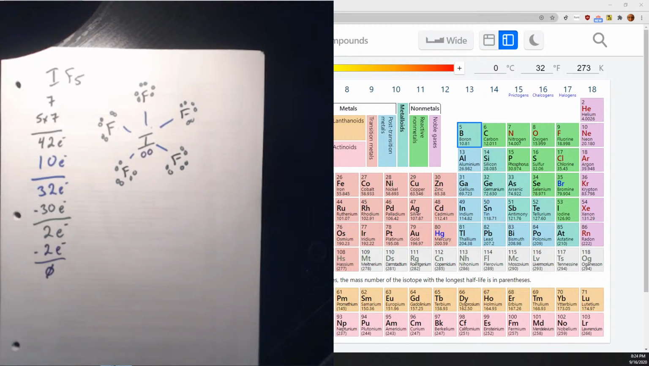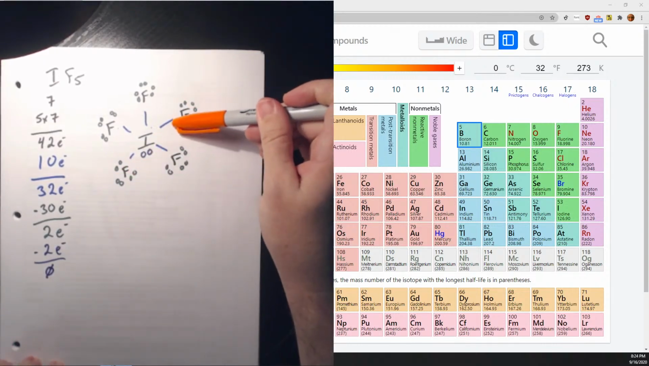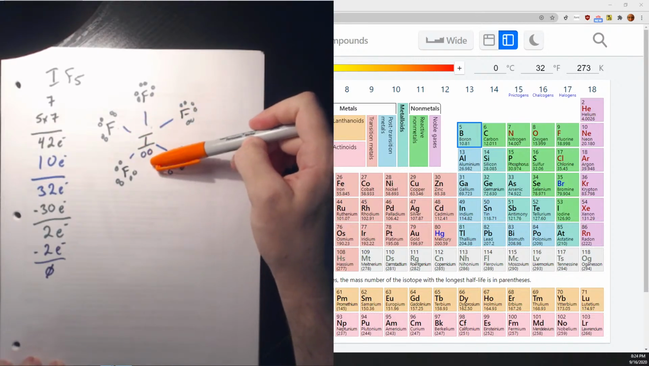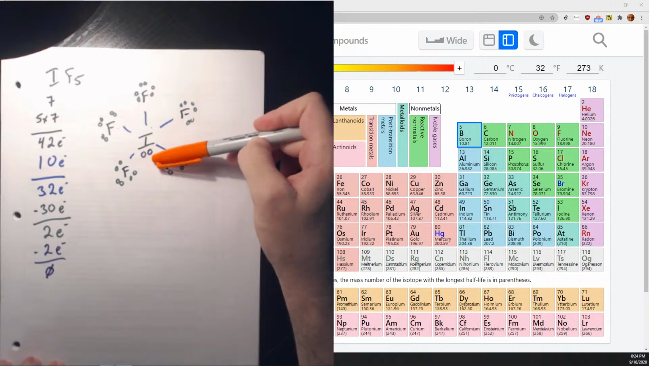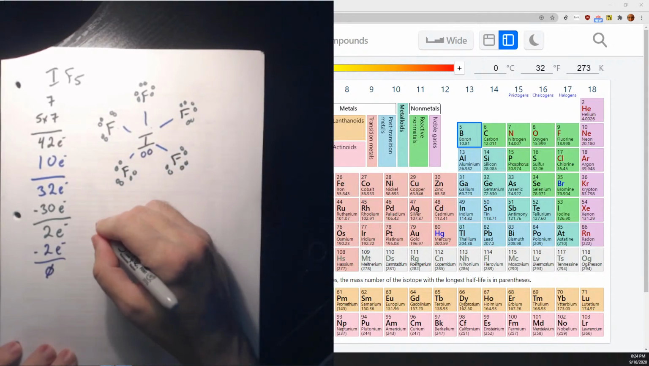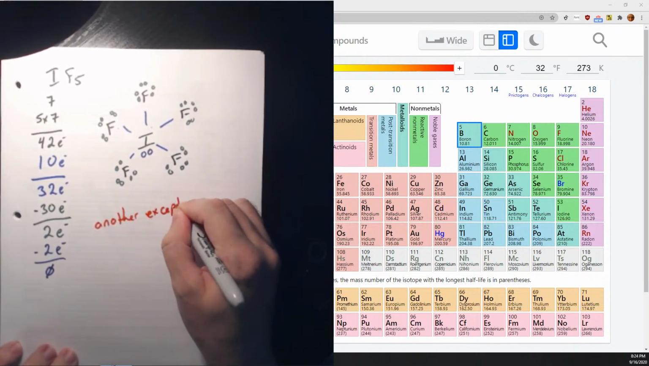Is our iodine happy? Do we need to make any double bonds? Well, how many does iodine have? 2, 4, 6, 8, 10 from the bonds, and then 2 more from the non-bonding pair or the lone pair gives us a total of 12. So iodine has 12 electrons. And yeah, that's fine. That is another exception to the octet rule.